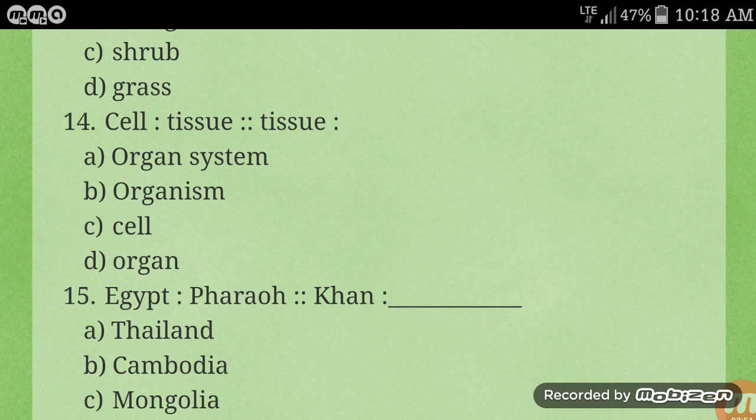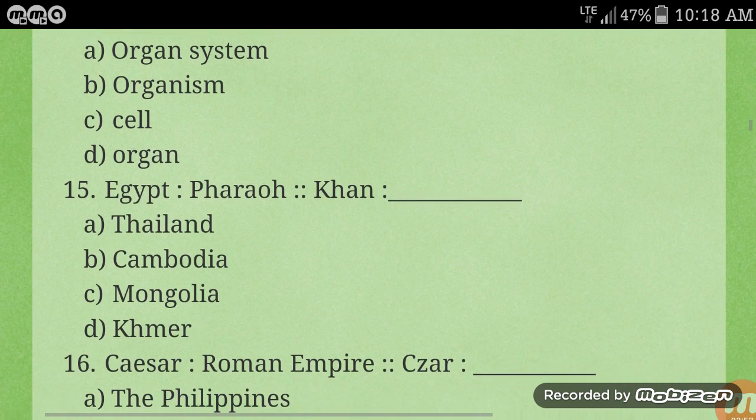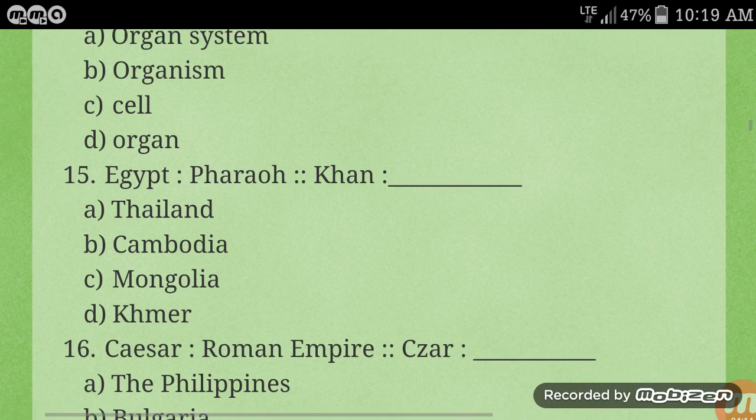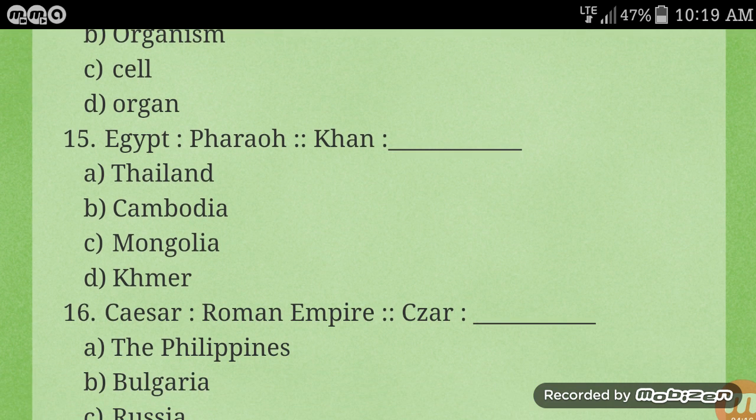Next one, Egypt is ruled by Pharaoh, and Khan is, what is it? Egypt, Pharaoh, Khan is, wait. Oh, it must be Mongolia, Khan. I'm sorry for the question. It must be Egypt, Pharaoh, and Mongolia, Khan. Okay, like Kublai Khan, Genghis Khan.